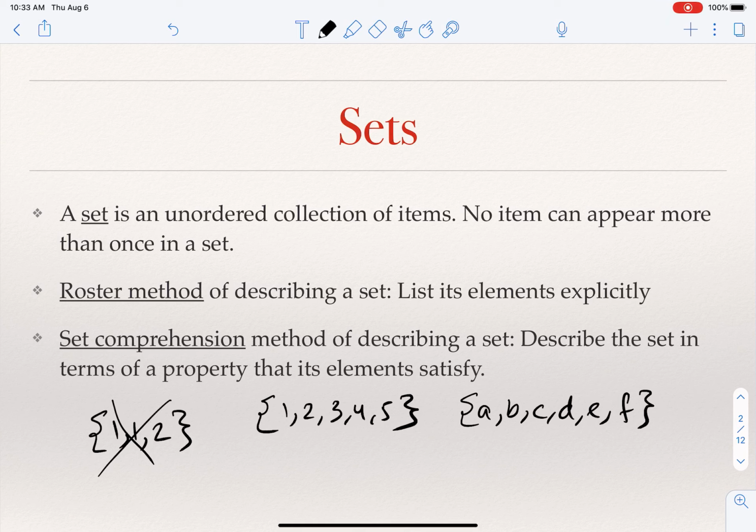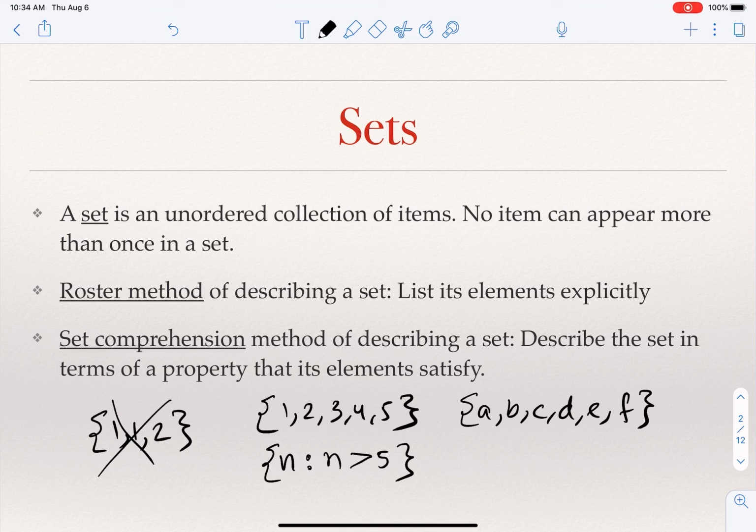However, in many cases, it's not easy to list the elements explicitly. For example, if I want to say all the integers greater than 5, then that set is infinite. And usually we would say, for example, {n : n > 5}. This is known as set comprehension. We are describing the elements in the set in terms of a property that they satisfy. So here, the way we read this is: n such that n is greater than 5.